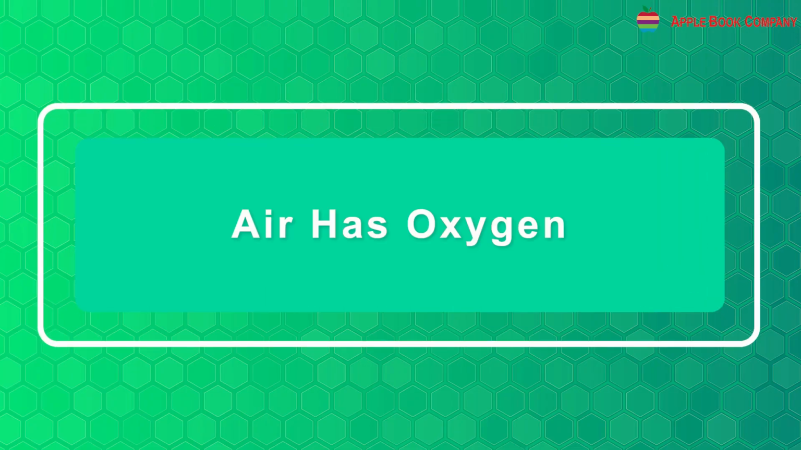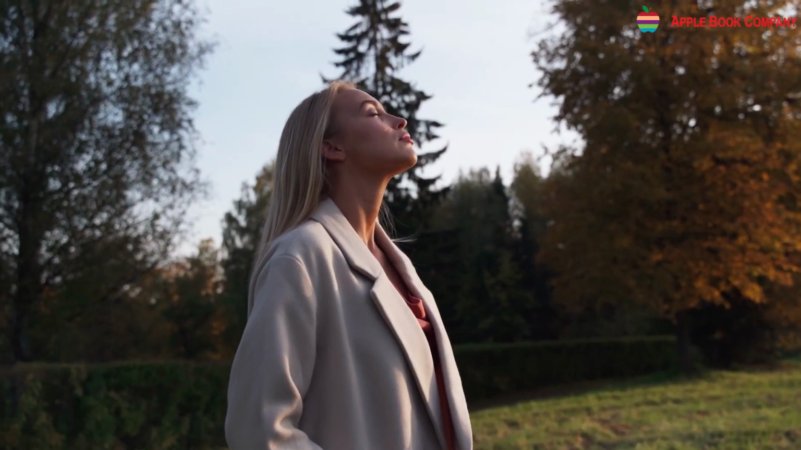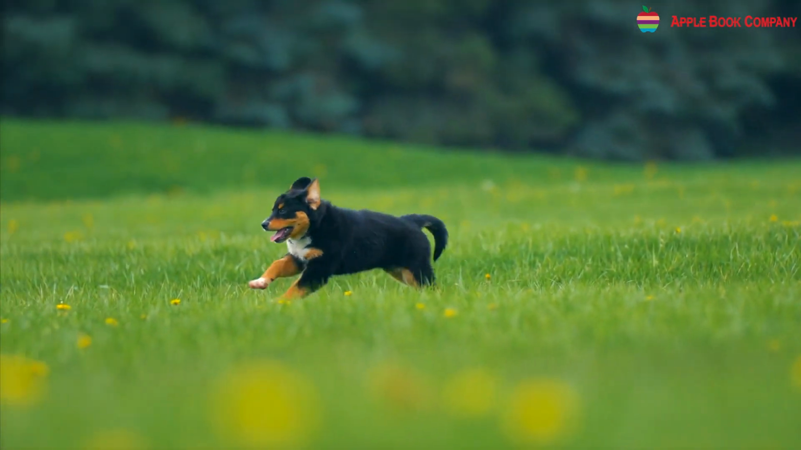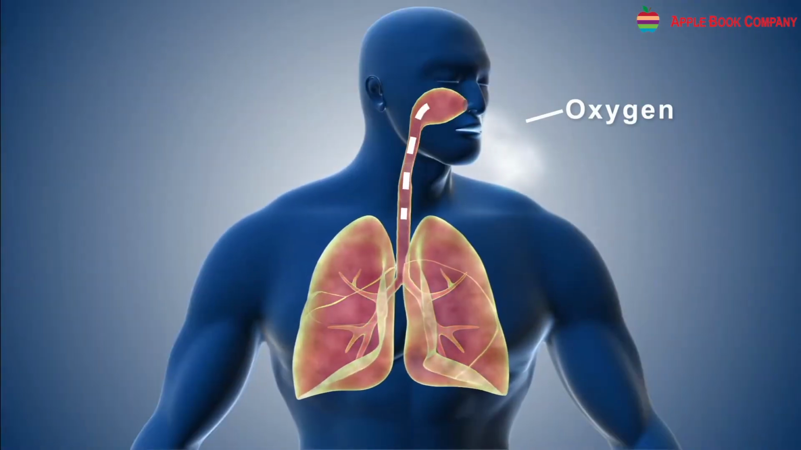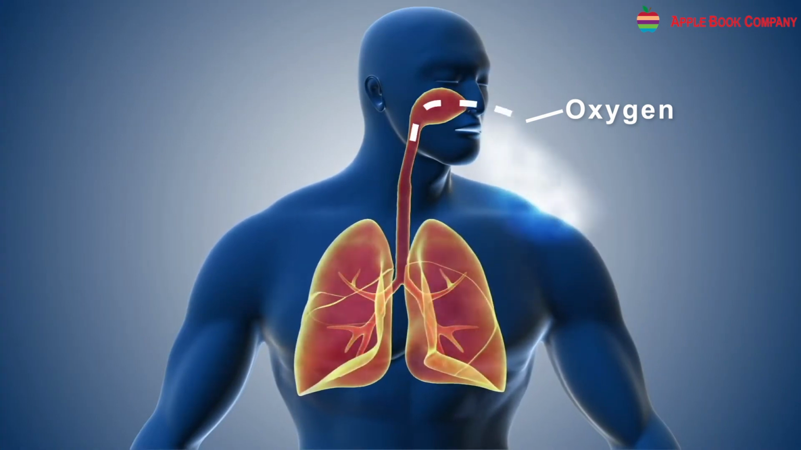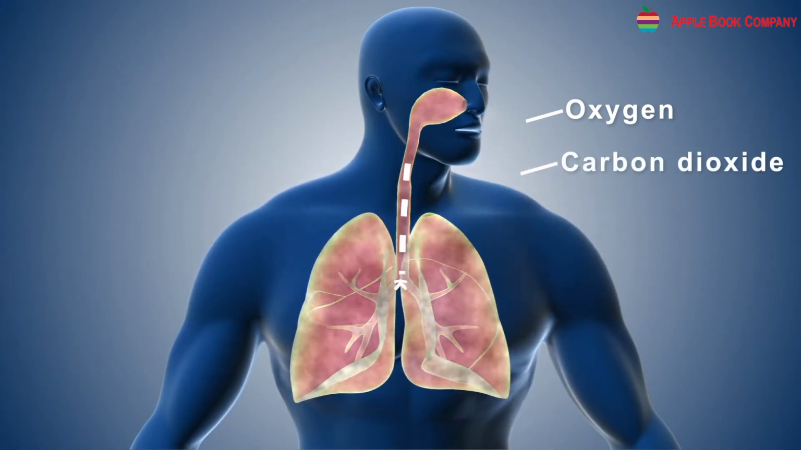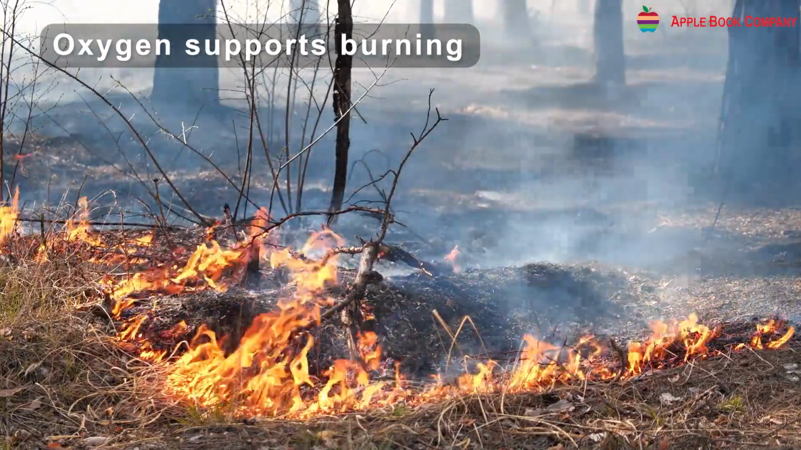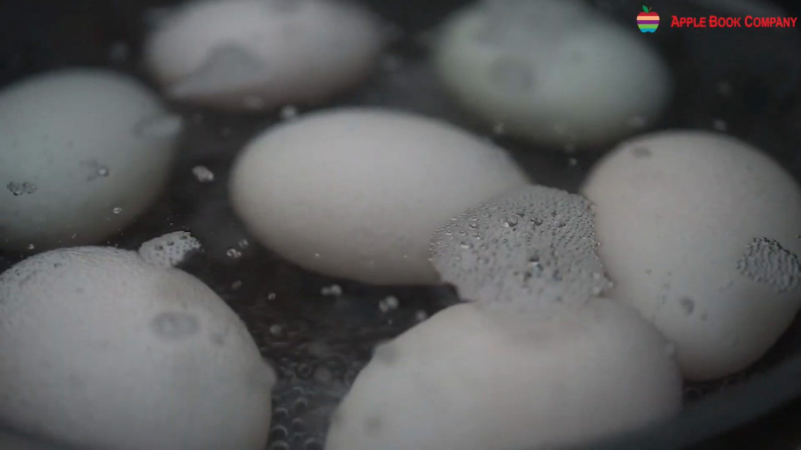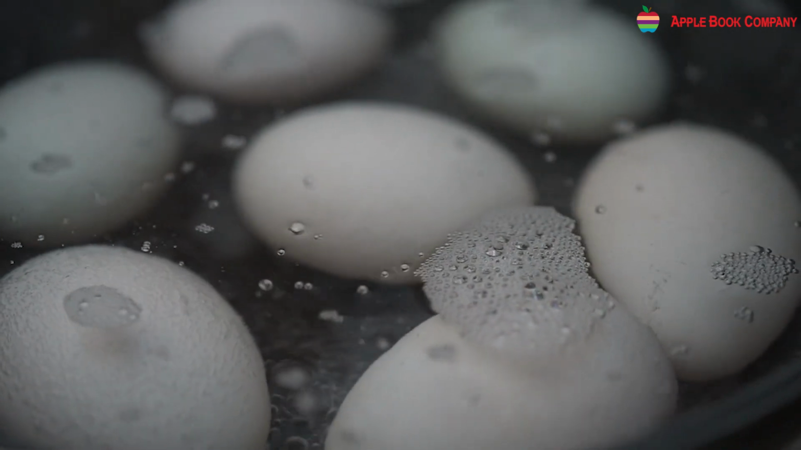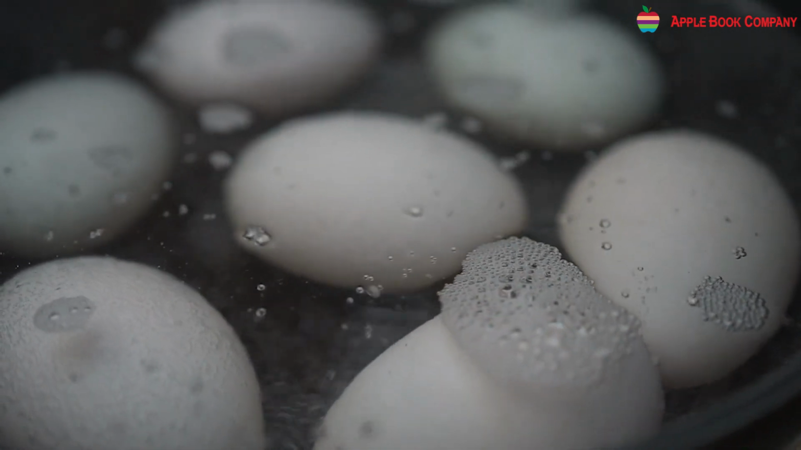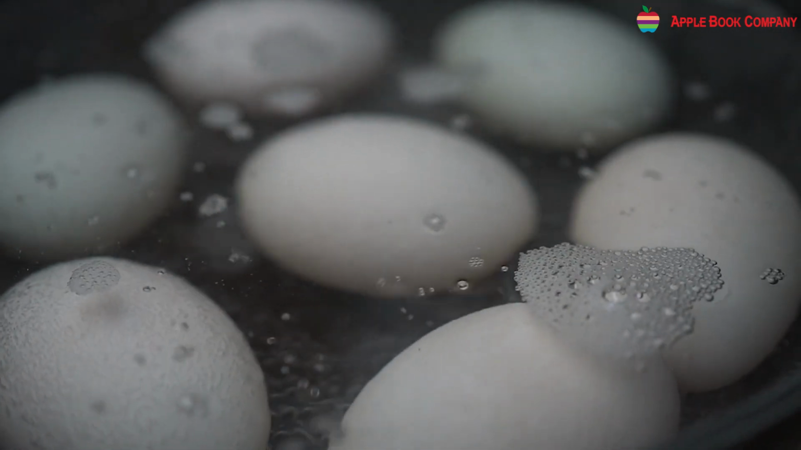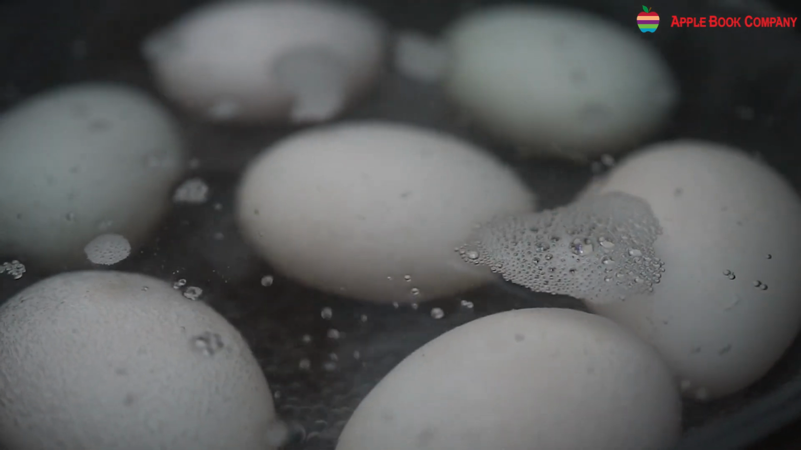Air has oxygen. Human beings and animals rely on oxygen to survive and in turn give out carbon dioxide. Oxygen supports burning. If this gas were not there, we would not have been able to cook our food. Let us do an activity to prove that oxygen is present in air.